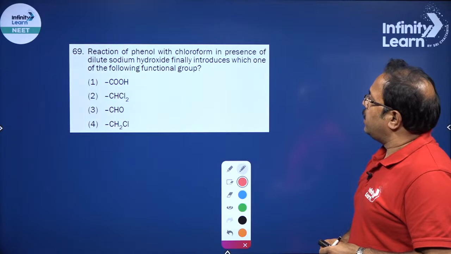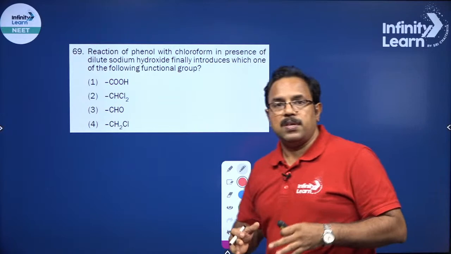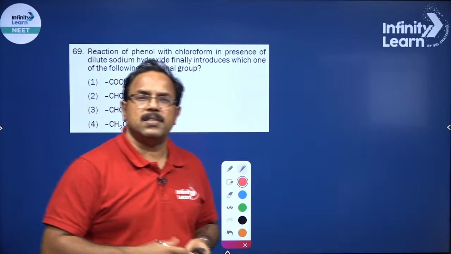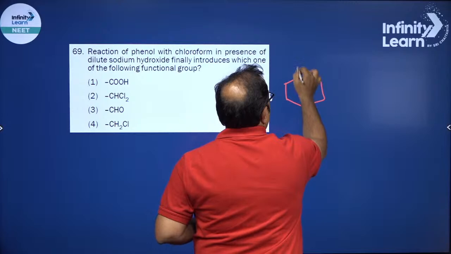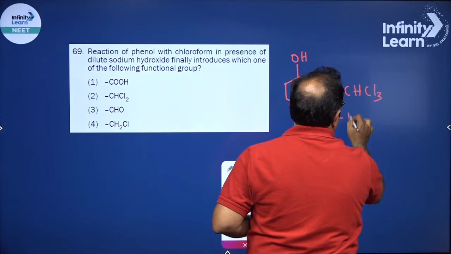Reaction of phenol with chloroform in presence of dilute NaOH. Now this is establishment of a C-C bond. In many questions they ask in which organic reaction there is a formation of a C-C bond. In that context we have to remember phenol reacting with chloroform. It's an important named reaction. You all have an idea about this, but there are two specific cases to be remembered.